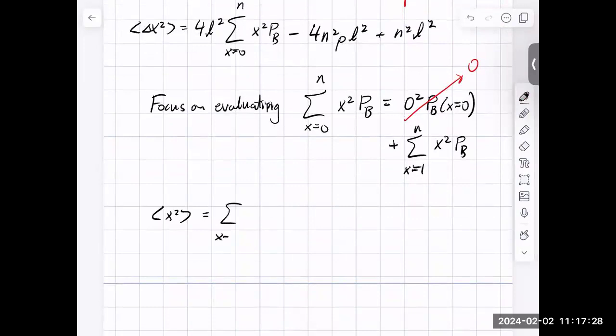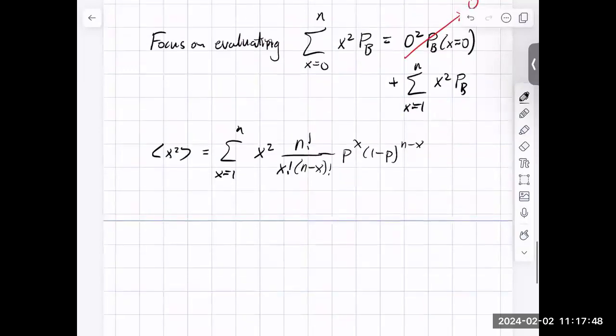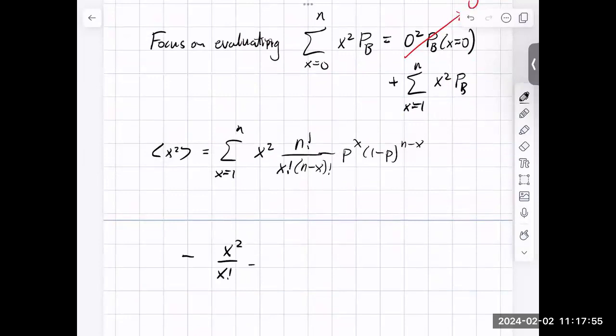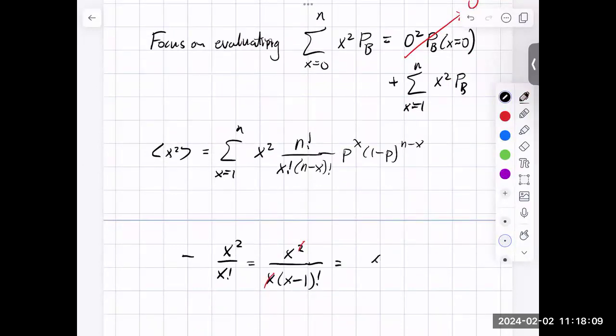All right. So what we're calculating is the average of x squared, and now it's the sum starting from x equals 1. I'll actually write out the binomial distribution now. It's n factorial over x factorial, n minus x factorial, p to the x, and then 1 minus p to the n minus x. We're going to make some simplifications. One, I'm going to write x squared over x factorial as x squared over x times x minus 1 factorial. Then we can cancel one factor of x, and so that's just x over x minus 1 factorial.